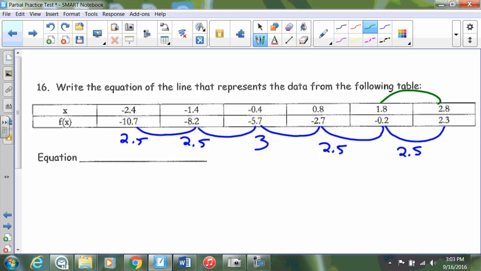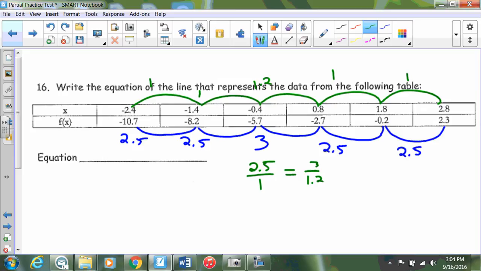So let's see. 2.8 minus 1.8 is 1. 1.8 minus 0.8 is 1. But 0.8 minus a negative 0.4 is actually 1.2. And negative 0.4 minus negative 1.4 is 1. And we've got another 1. So I imagine that 2.5 over 1 would be the same thing as 3 over 1.2. Let's see, let's take 3 divided by 1.2, and yep, that gives us 2.5. So we know our slope is 2.5. Okay, so that's our slope.